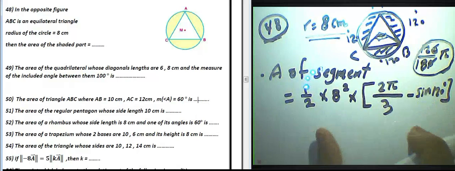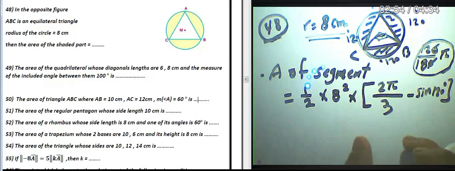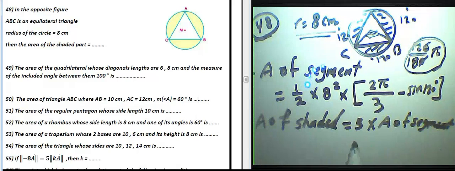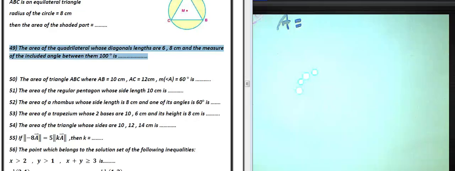Subtract sine 120, and then you can find the area of the shaded part, 3 times the area of the segment. You can find the result by using a calculator. The result will be 117.9 square centimeters. Question 49.